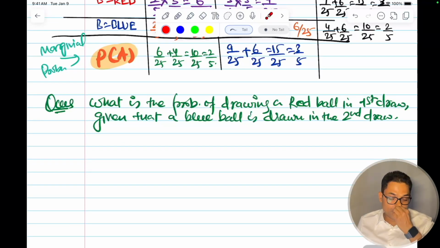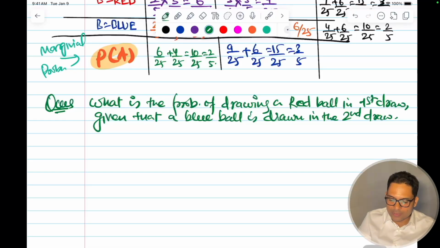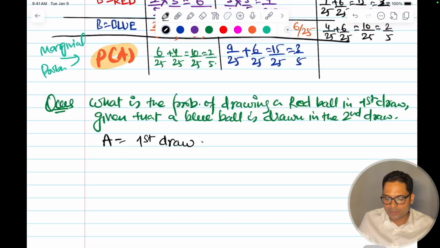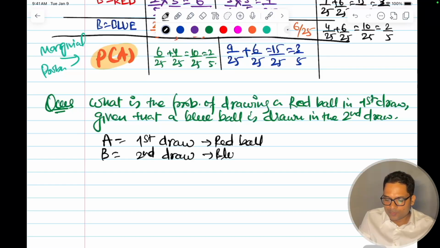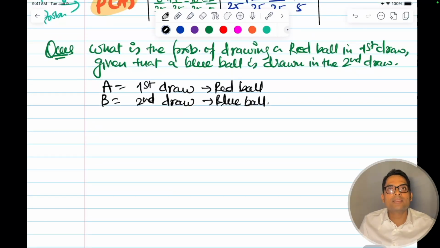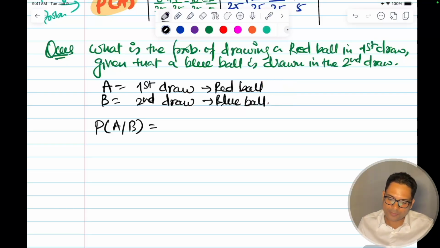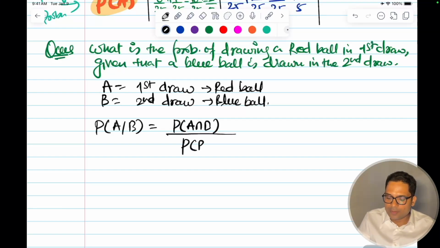Let's solve this. So same example, just some manipulations here. So let's redefine this. A is the first draw from the first bag, red ball. And B is for the second draw, and this is blue ball. So let's write it down as conditional probability. Probability of A given B, we know that a blue ball has already been drawn. What is the probability of red ball? A given B is probability of A and B by probability of B.